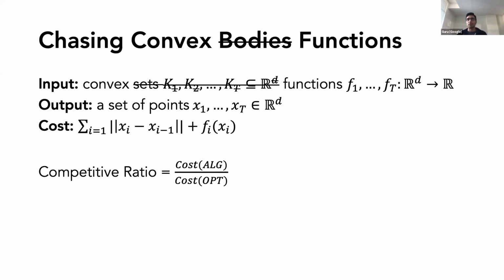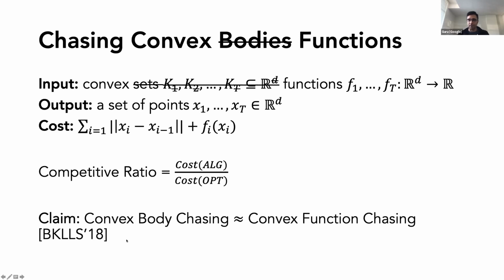OK, so the title was Chasing Convex Functions. So why did I talk about convex bodies? And the reason is that we can actually consider convex function chasing and convex body chasing to be equivalent. So one direction is somewhat easy. We can just set these convex functions to be 0 on the convex set and infinity everywhere else. Sorry, one thing I should mention is that the cost now changes. You also pay the hit cost of the convex function. And this sort of reduction was actually given in a paper of Sebastian's. And they showed that these two are essentially equivalent up to a constant factor. So it suffices to just focus on the convex body chasing case.